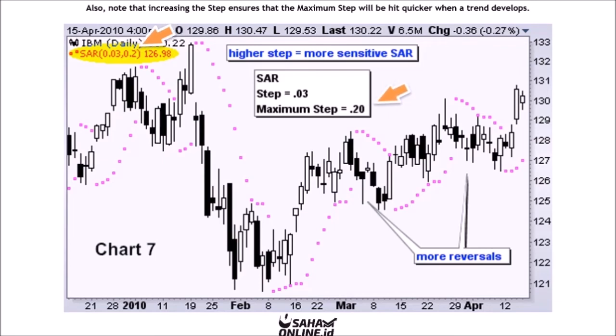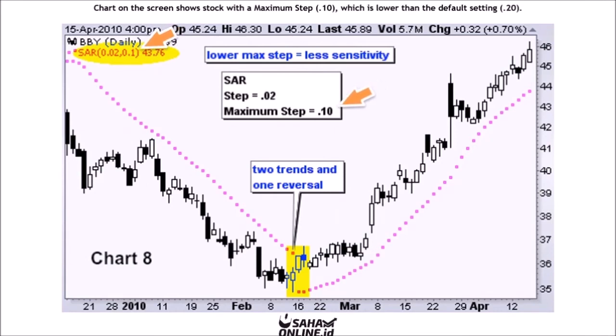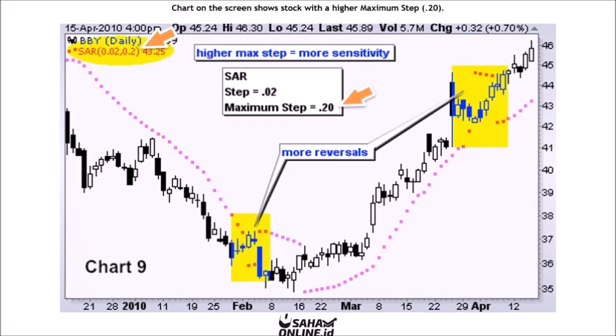The chart on the screen shows a stock with a maximum step, 0.10, which is lower than the default setting, 0.20. This lower maximum step decreases the sensitivity of the indicator and produces fewer reversals. Notice how this setting caught a 2-month downtrend and a subsequent 2-month uptrend. The next chart shows the stock with a higher maximum step, 0.20. This higher reading produced extra reversals in early February and early April.